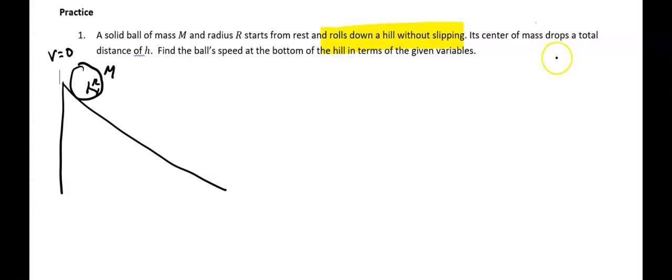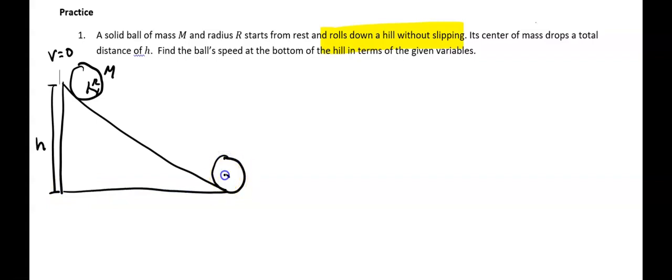If its center of mass starts a total distance of h, so this is going to be h, find the ball's speed at the bottom of the hill in terms of the given radius. Okay, so again, this is radius r. We are going to want to find this speed all the way down here. Cool. So let's go ahead and look at it.